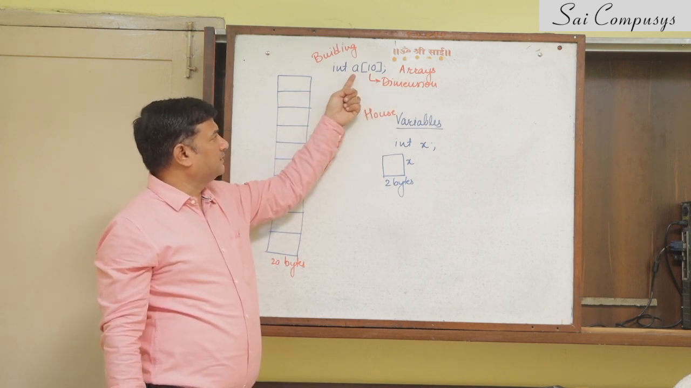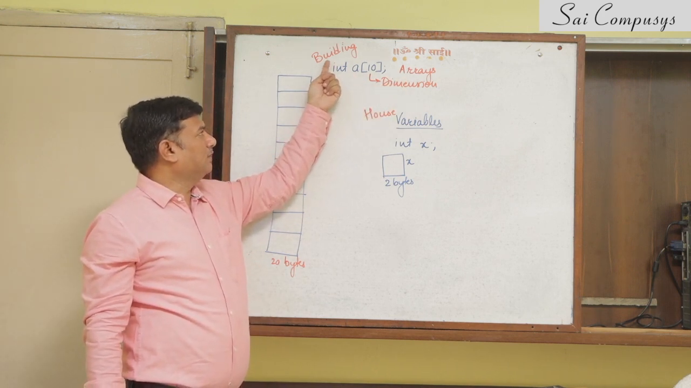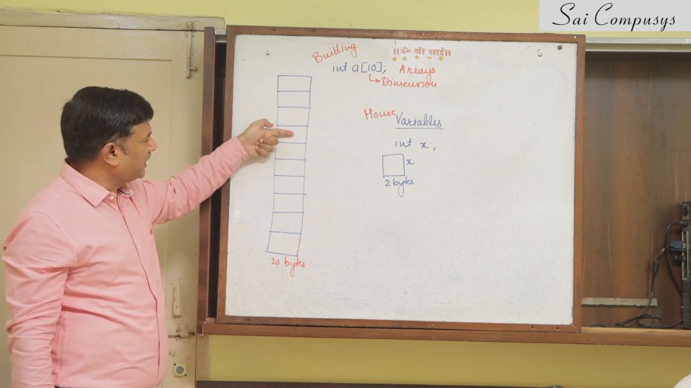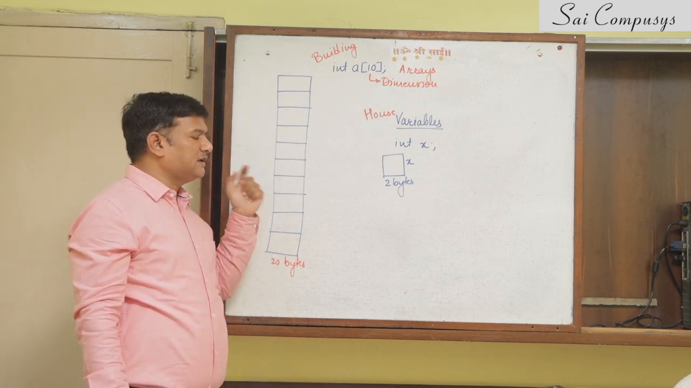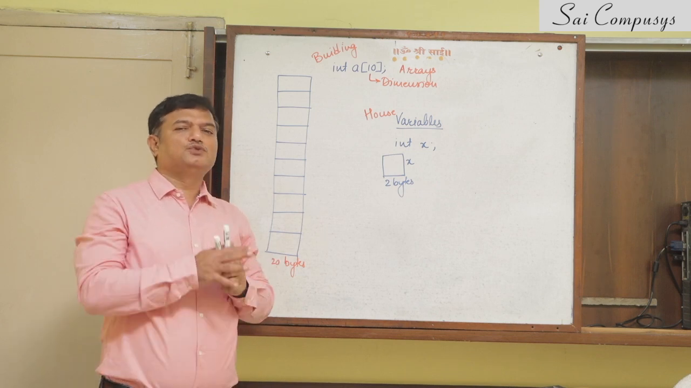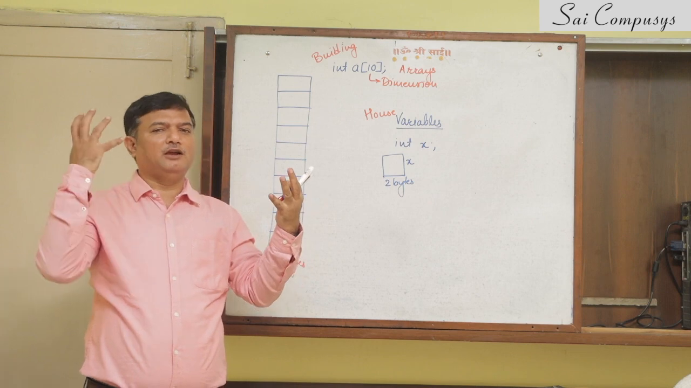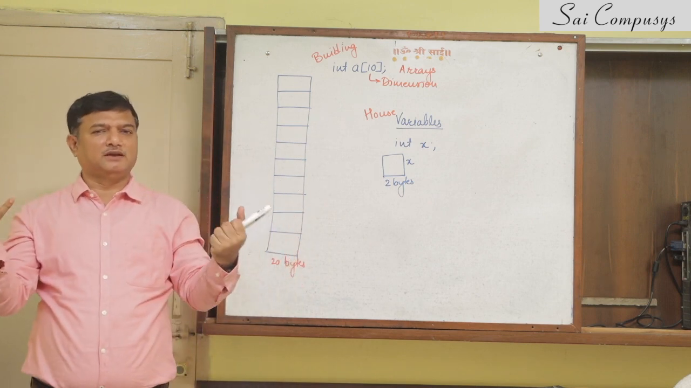Whereas an array, as I said, is a building. Now, if this building has 10 flats, then 10 families can reside in this building. So, a house and a building, that is what you need to keep in mind while you understand variables and arrays.